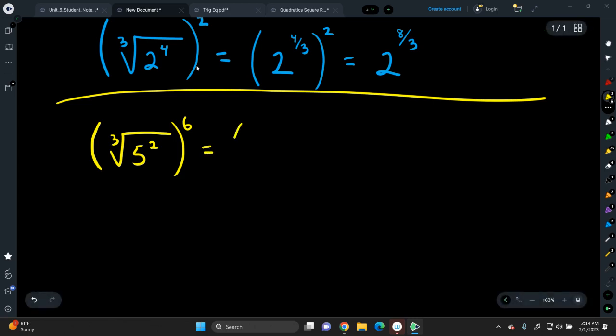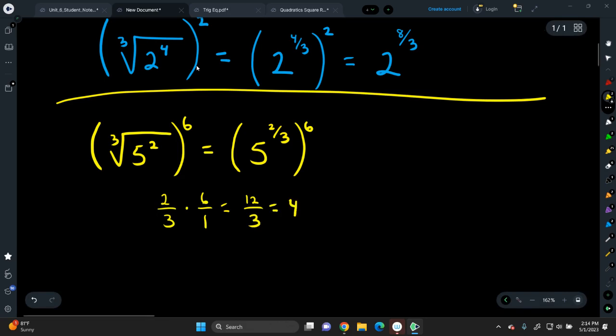Okay, so inside the parenthesis, what do we have? 5 to the 2/3. Good. To the power of 6. So outside the parentheses, we're going to do 2/3 times 6 over 1, which is 12 over 3, which gives me 4. So that will be 5 to the power of 4.